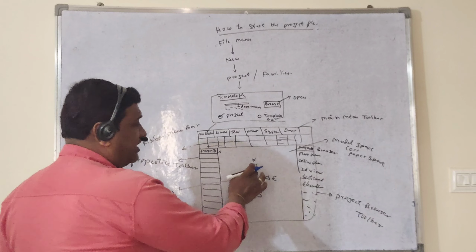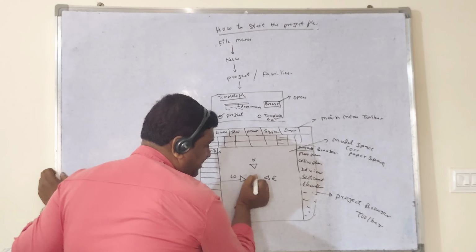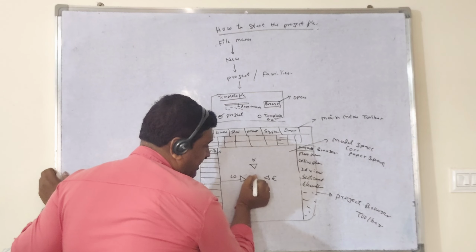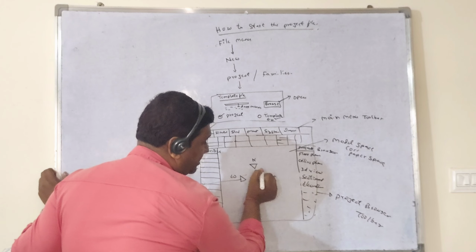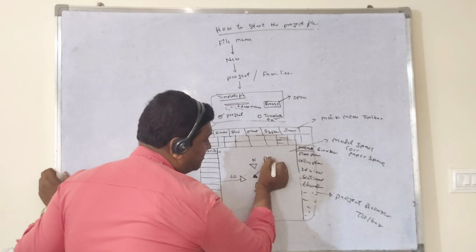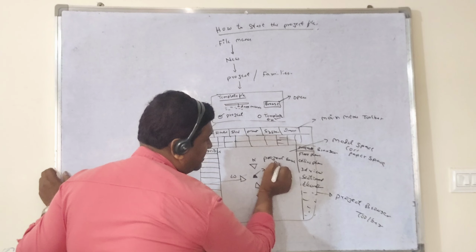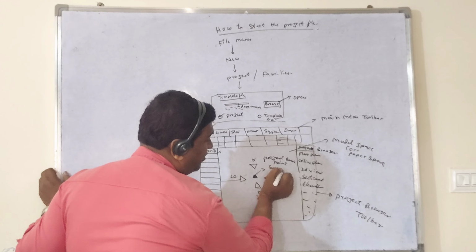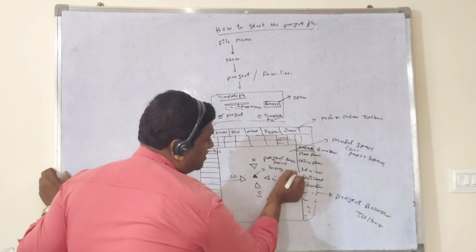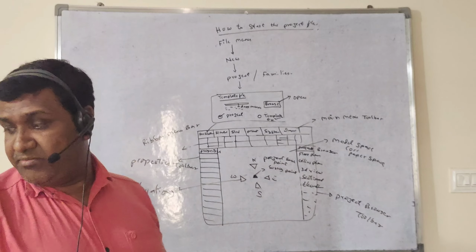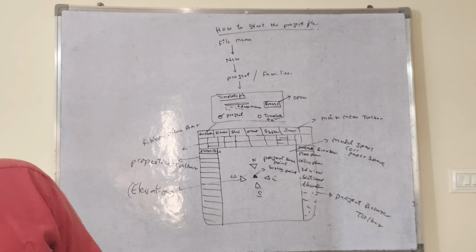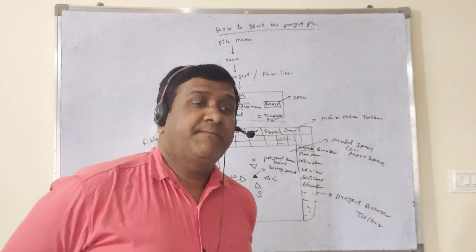So here, the center point of these four elevations has two symbols. One is the project base point, a symbol that will become circular, and another symbol is the survey point. There are two types of points visible here. One is the base point, another is the survey point.